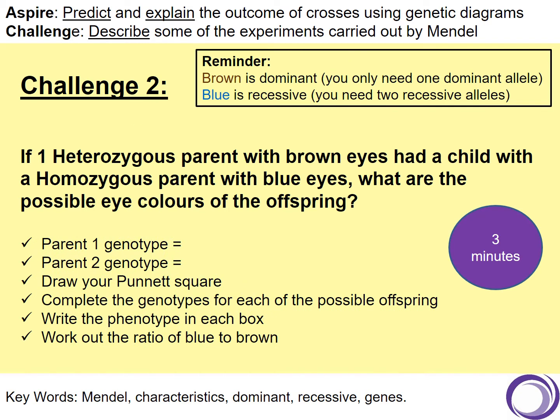Okay, challenge 2 asks you, if one parent was heterozygous with brown eyes and they had a child with another parent who was homozygous with blue eyes, what would be the possible eye colours of the offspring? Again, I'm going to give you 3 minutes, and I want you to work through the 6 bullet points, checking that you complete each.